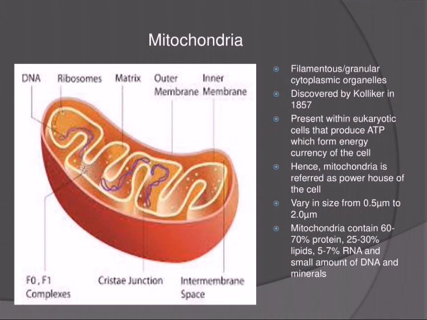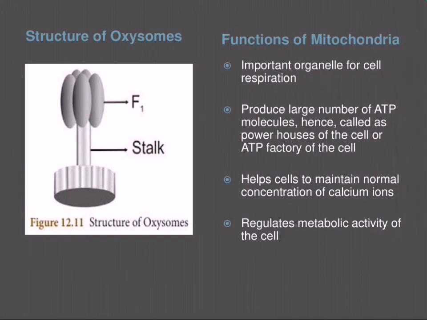I have mentioned here the structure of oxysomes, which I have told, that F1 particle, it is tennis racket shaped particle. So you have this F1 and then stalk. So this is the structure of oxysomes. This structure is very easy. They might ask in 2 marks, draw the diagram of structure of oxysome. Important point is oxysome is involved in synthesis of ATP.